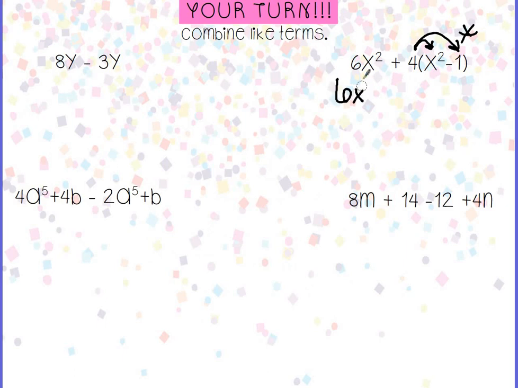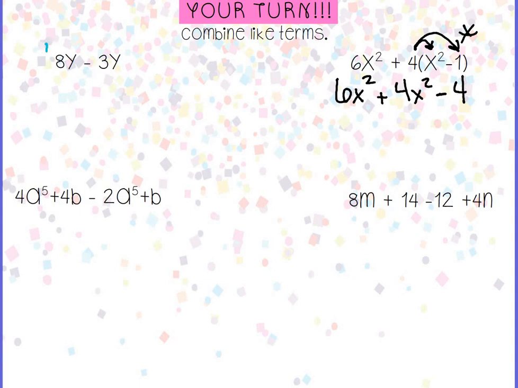So the 6x squared doesn't change. But now I'm taking the 4 and multiplying it by x squared. So I get 4x squared minus, because that's a minus sign, 4 times 1 is 4. All right, so check and make sure that you broke your parentheses correctly using the distributive property. And then you can go through and check for your like terms on each of the problems, and you can come back and check that when you're ready.